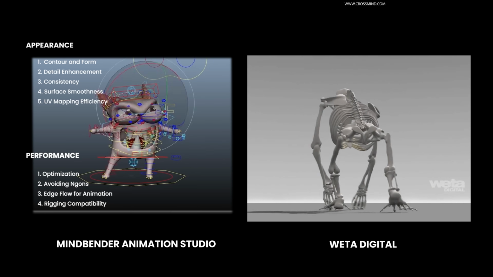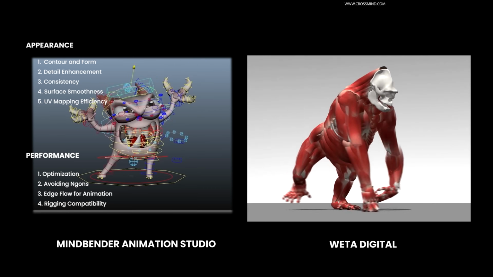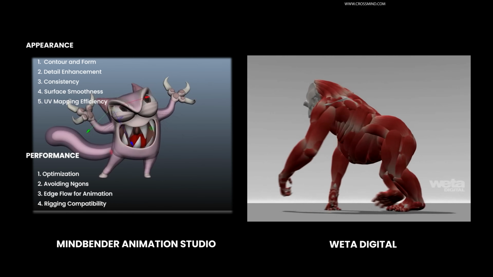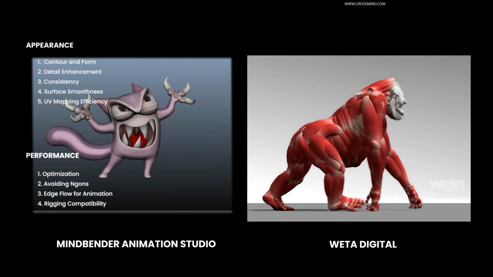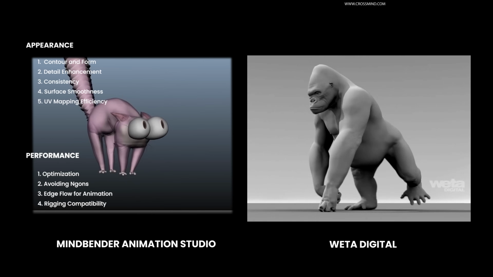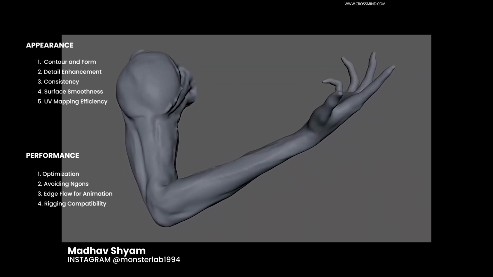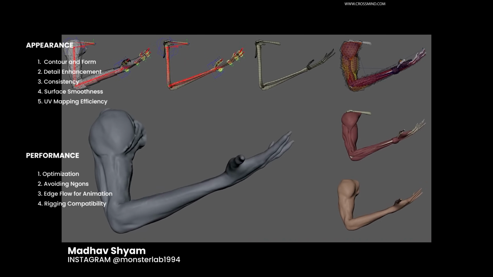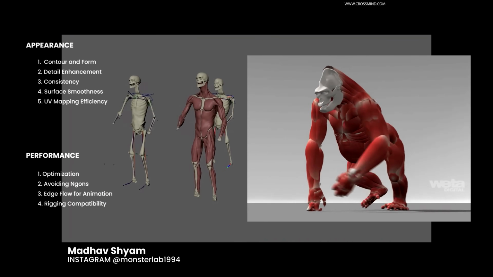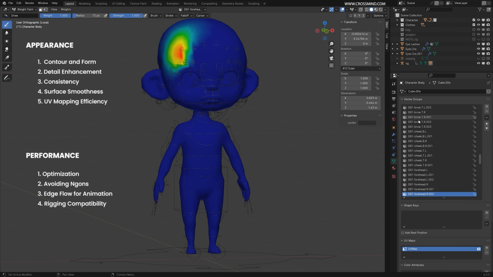Topology that aligns with the intended rigging system contributes to better deformation during character animation. For instance, it matters what kind of rig you're planning to use to decide a topology for your character, whether it's going to be a simple rig or it could be based on a muscle system. So keeping all those things in mind, you will have to make certain decisions about the topology of the character.